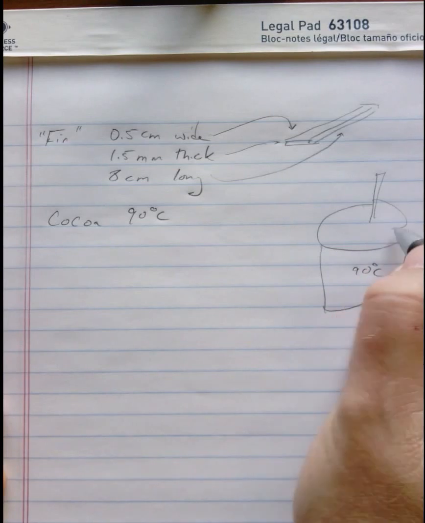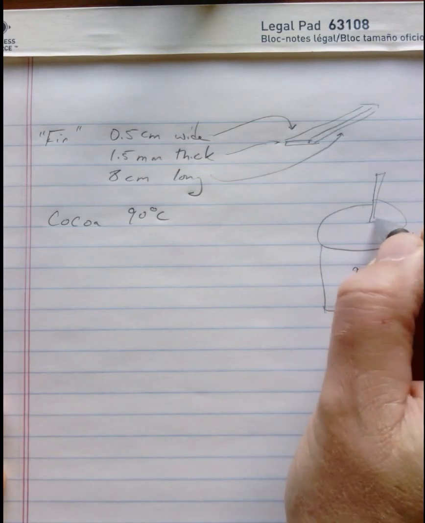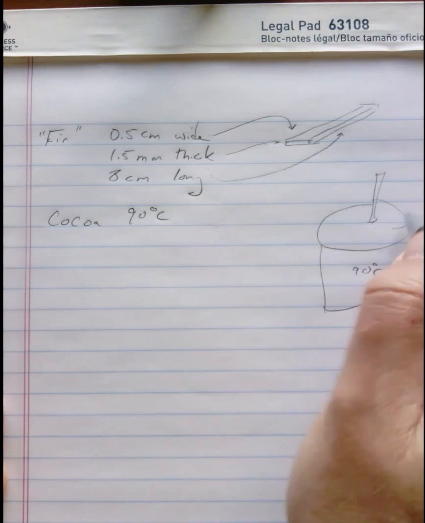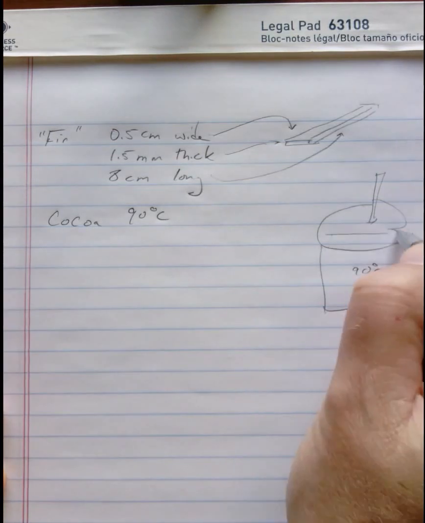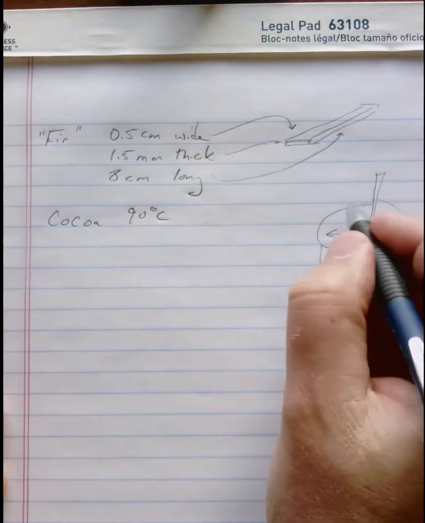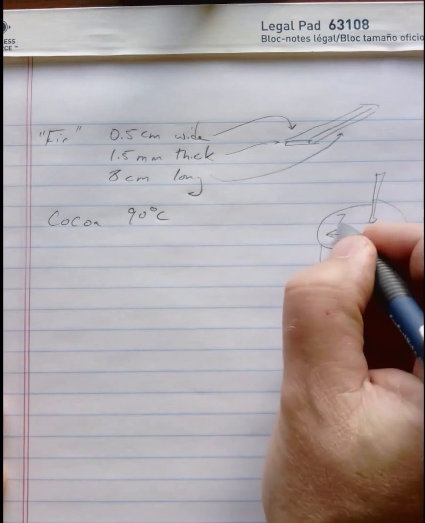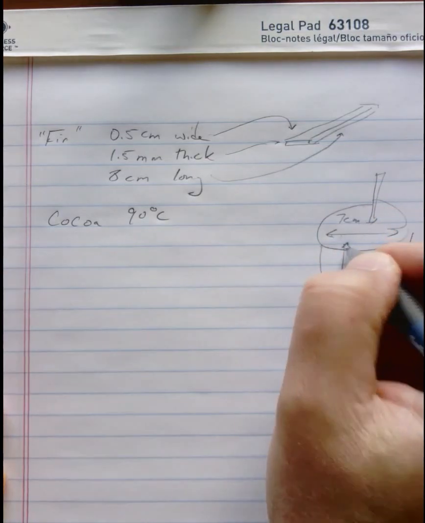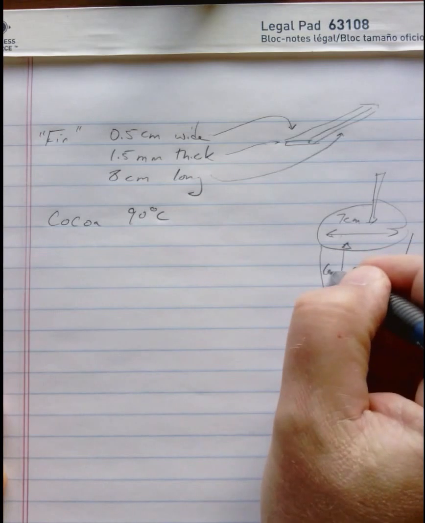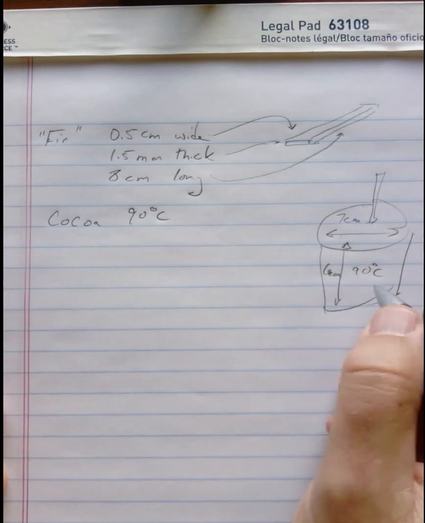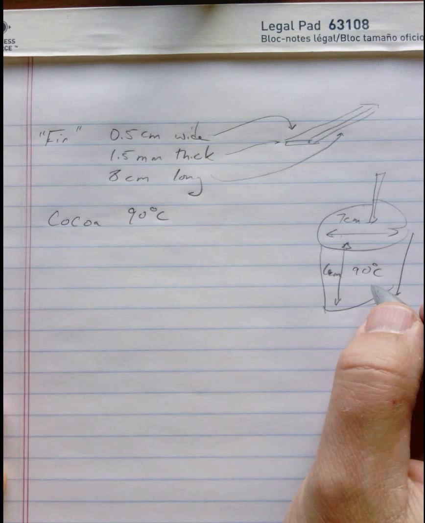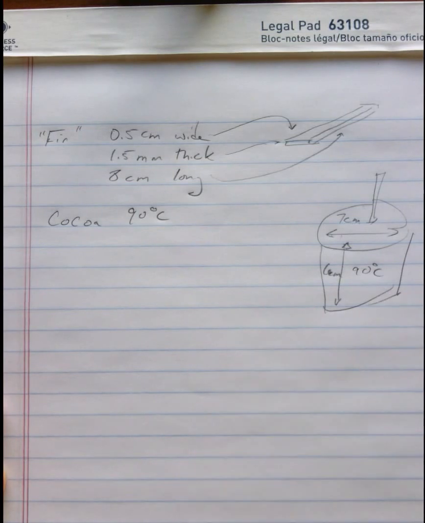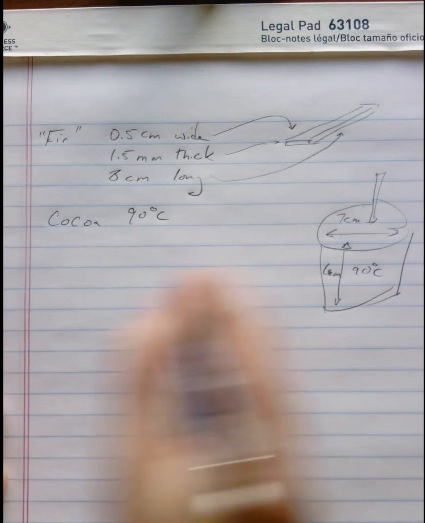We're going to say that this cup, and I'm not going to use this information for the first part of the problem, but let's say that the cup is 7 centimeters in diameter. The cocoa is 6 centimeters deep, and I'll use that information later on to compare the heat loss through the fin to the heat loss through the sides of the cup.